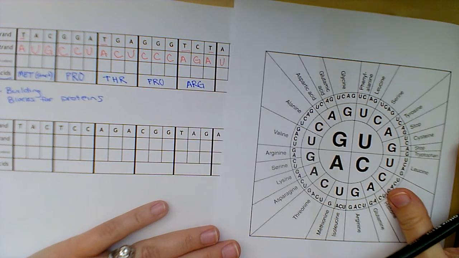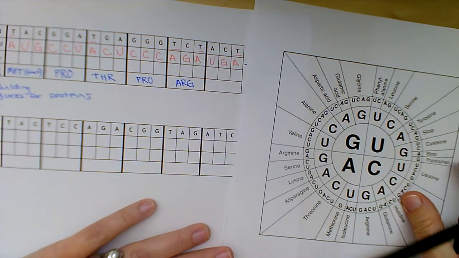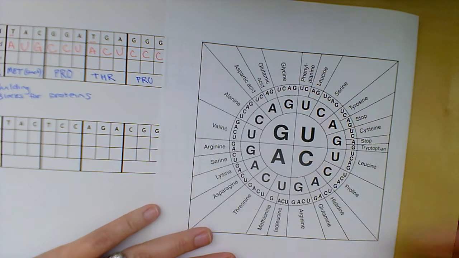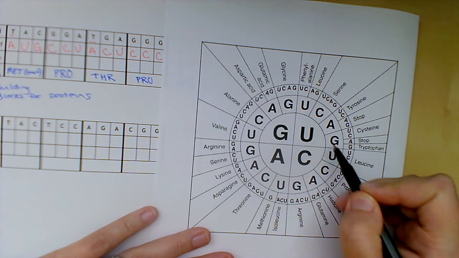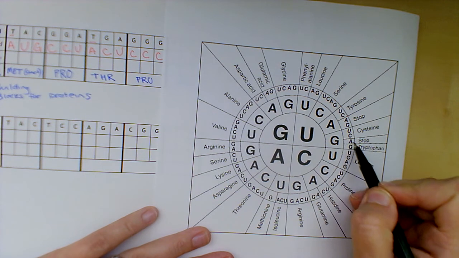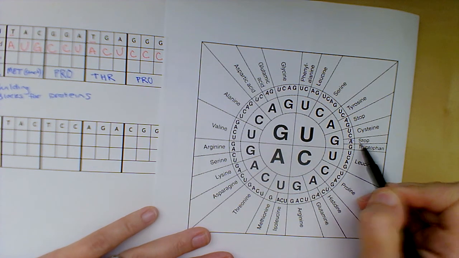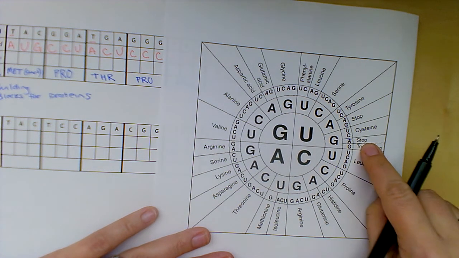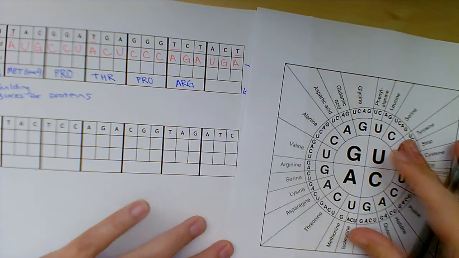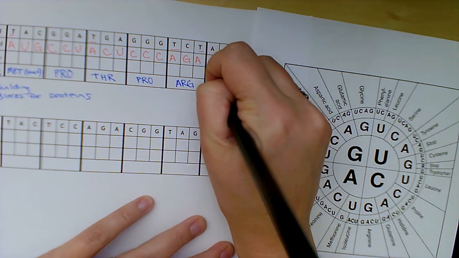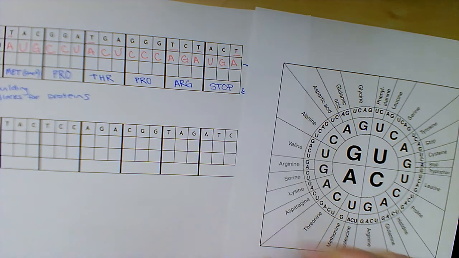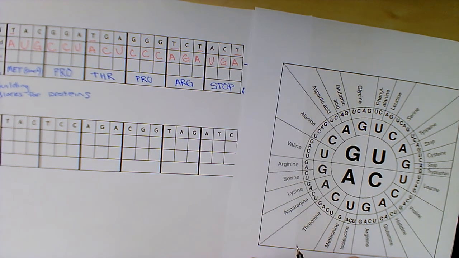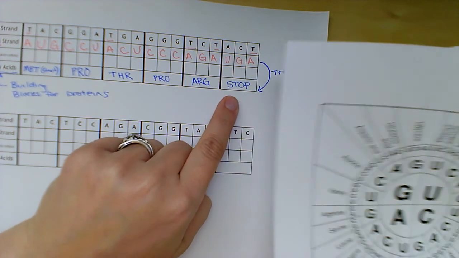And finally, my last one, UGA. U is my first letter, so I'm going to use the big inner circle. G is my second letter. A is my last letter. That, again, brings me to a special codon. It is my stop codon. That tells us that the protein has ended. So again, just like we always start with the start codon, we are always going to end with my stop codon.